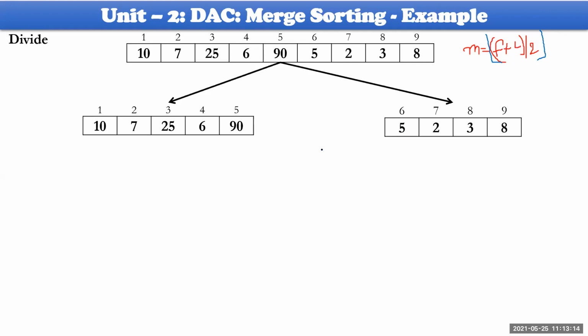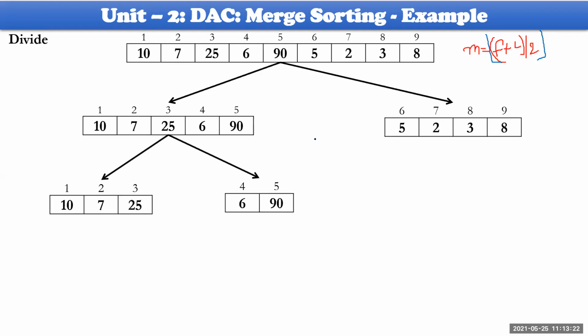Every list has a single element. So do the same process several times until the small of p condition is satisfied. Here small of p cannot be satisfied because this sublist has more than one element. Here also the same situation. And here the same situation, more than one element, that is 3 elements.